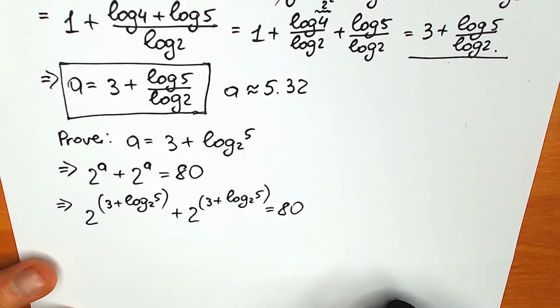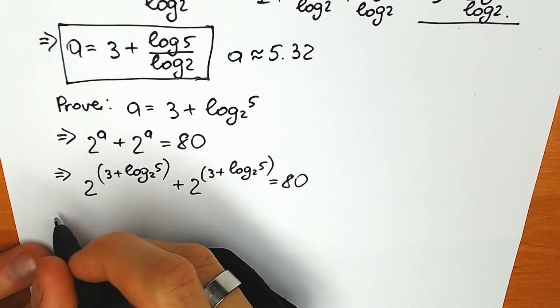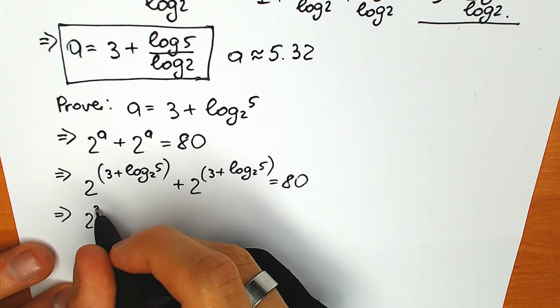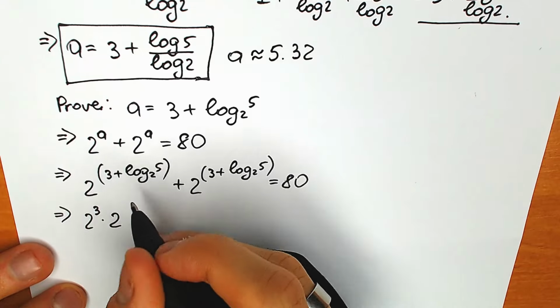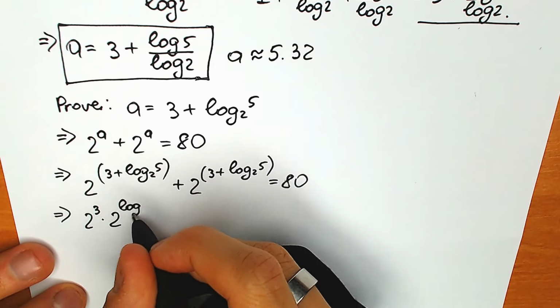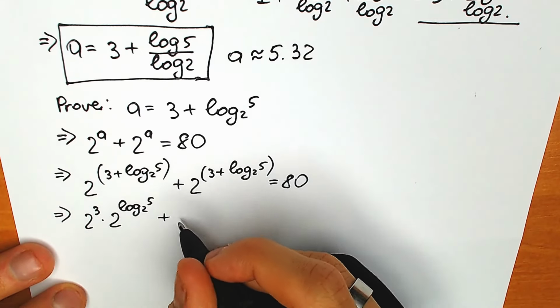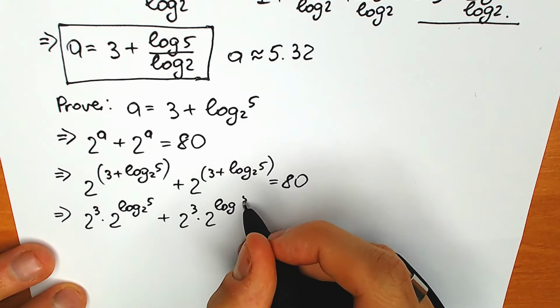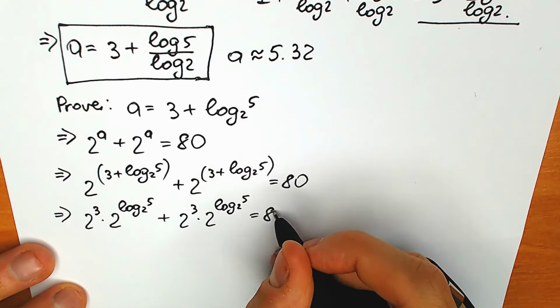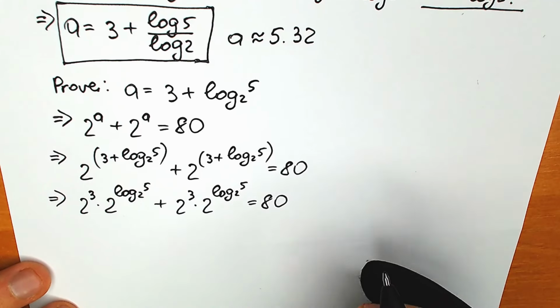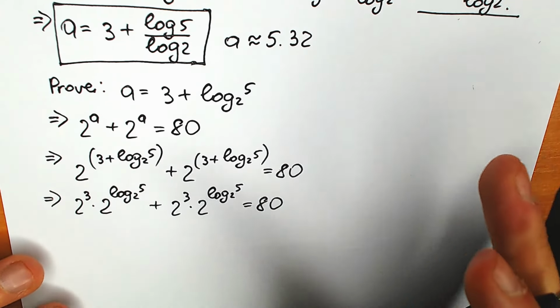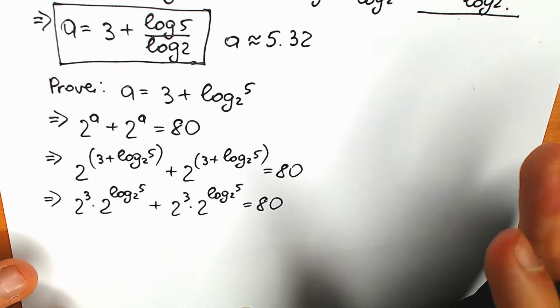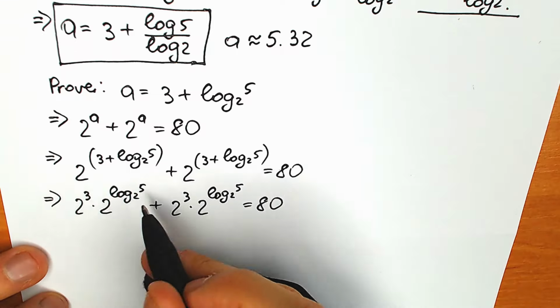Right now, according to a basic power rule, we can easily split it like 2 to the power 3 times 2 to the power log 5 base 2, and plus 2 to the power 3 times 2 to the power log 5 base 2, equal to 80. And right now, a lot of students may be asking, maybe this is a complicated way. How can we solve it? Because we have a log in our power.